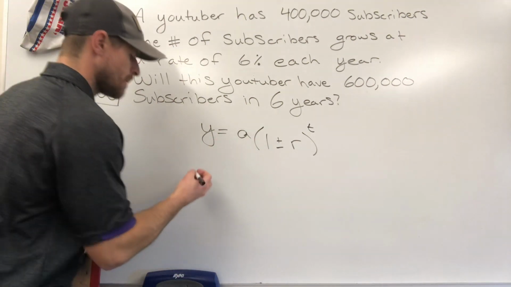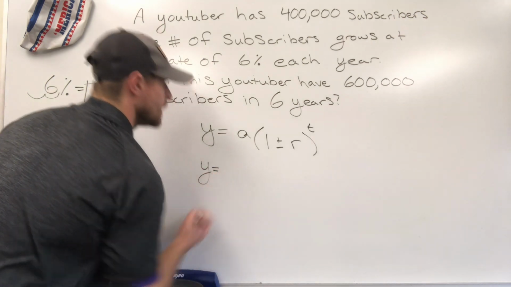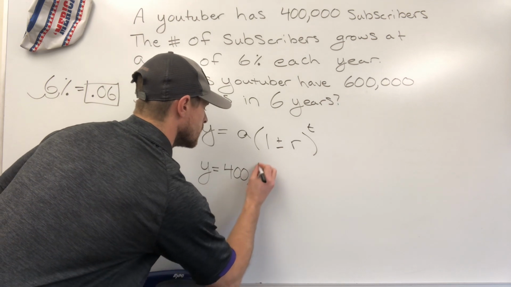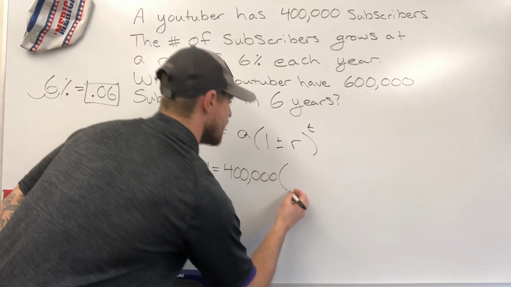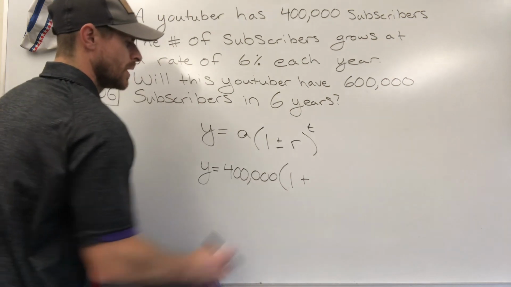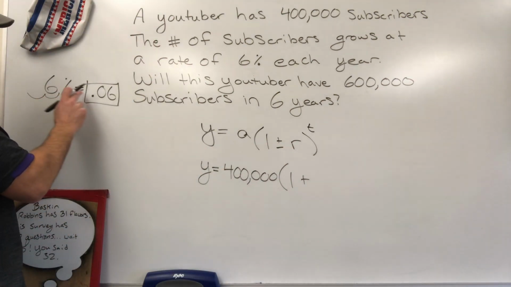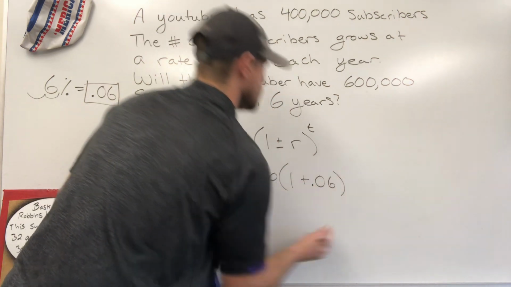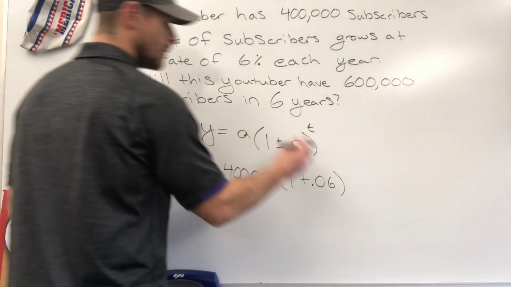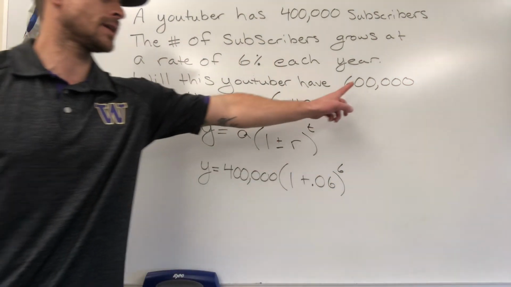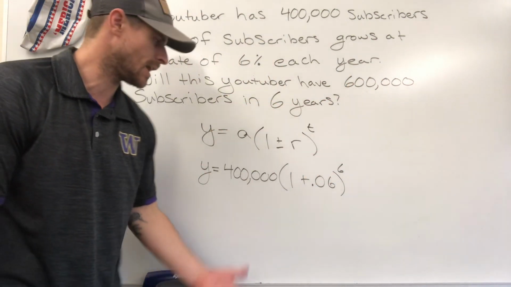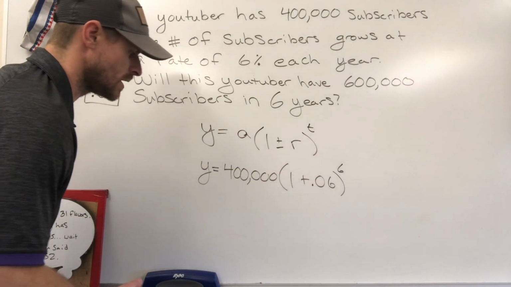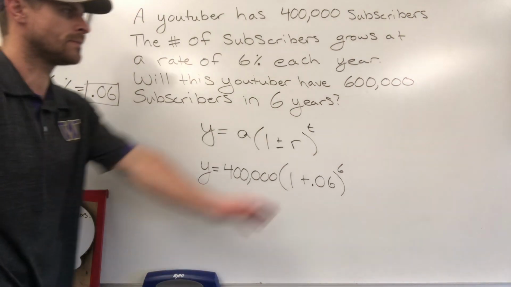All right, so enough talking about that. Let's fill in our values. We got y equals a, our initial amount, 400,000. We need to then multiply that by 1 plus, since we're growing, my rate of change, which is 6%, which as a decimal is 0.06, to the power of t. How long were we talking about? We want to know in 6 years if we're going to be at 600,000 subscribers or not. So now we just plug this information in. We work it out using PEMDAS, our order of operations, and we hope that our number is above 600,000.